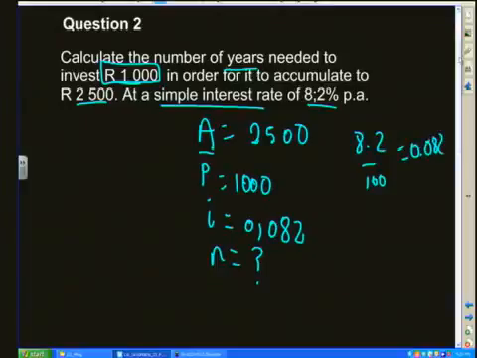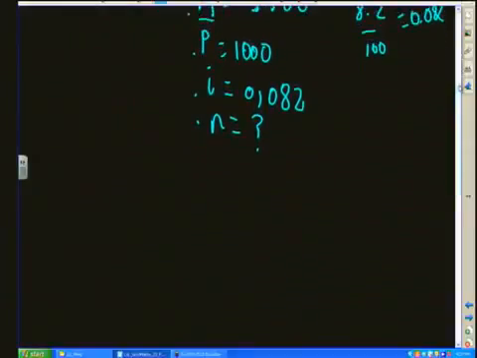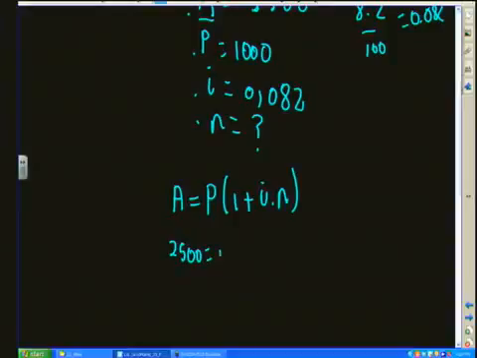Okay, so therefore, once we've written all of the information down that we have and what we're looking for, it's just a straightforward application of the formula. Once again, we're working with simple interest, so we're using A is equal to P times (1 plus i times n). We know that the final amount is 2,500. The initial amount is 1,000. And the interest rate is 0.082. So we were looking for n.